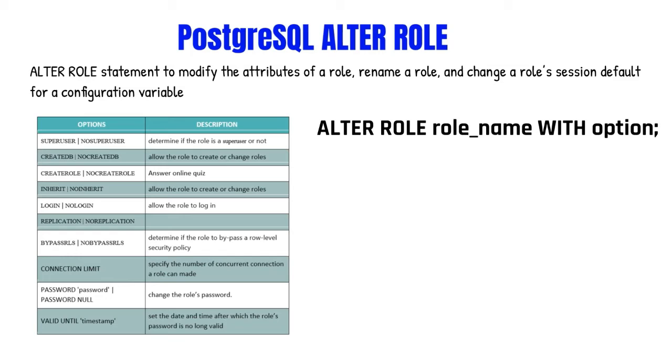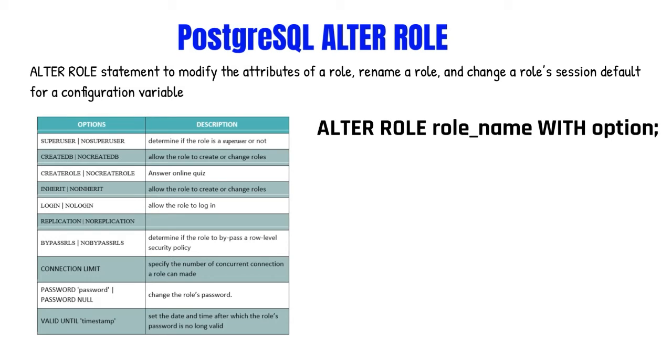INHERIT or NOINHERIT. This determines if a role can inherit privileges of roles of which it is a member. LOGIN or NOLOGIN. This allows the user to be able to connect to the database. REPLICATION or NOREPLICATION. Determines if the role is used in replication roles. BYPASSRLS or NOBYPASSRLS. It is used to check if a role can bypass a row level security policy.